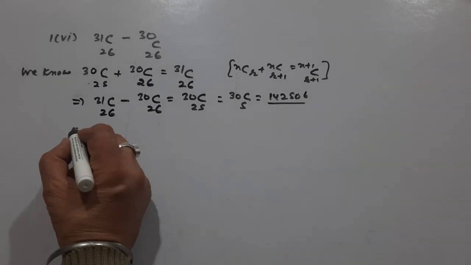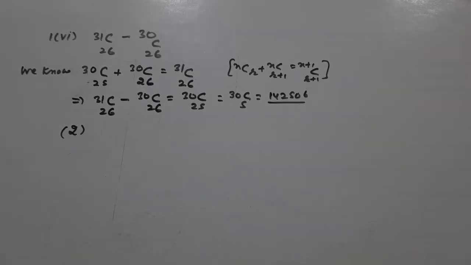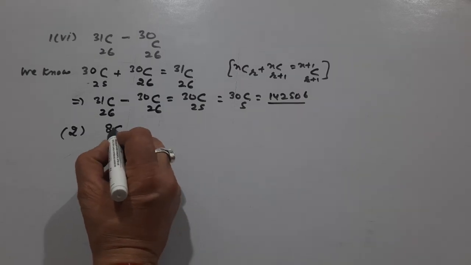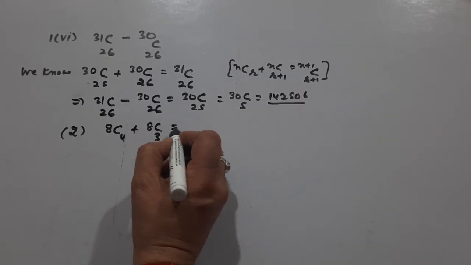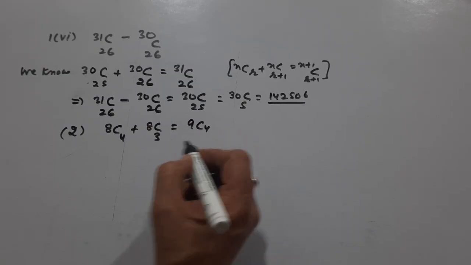Now students, sum number 2. Let us see sum number 2. Question is 8C4 plus 8C3 is equal to 9C4.